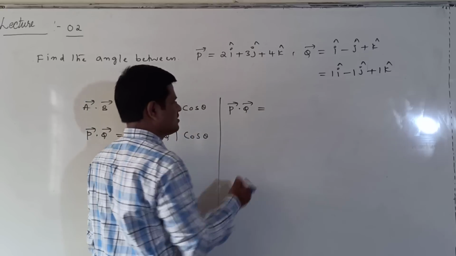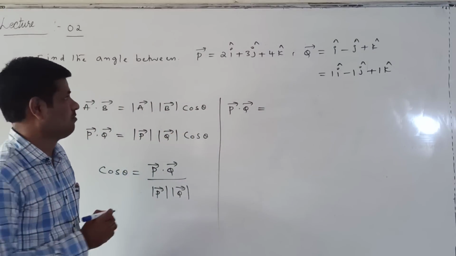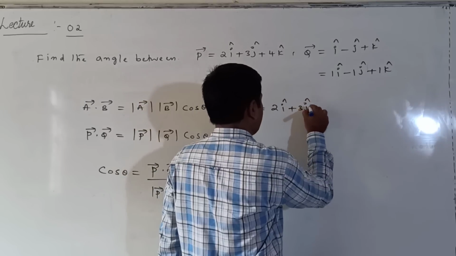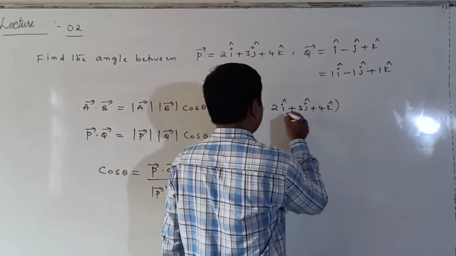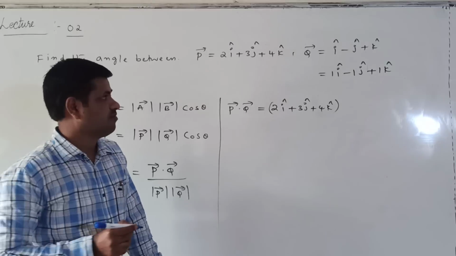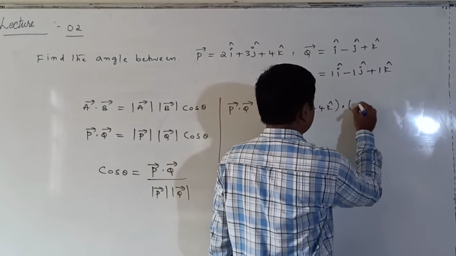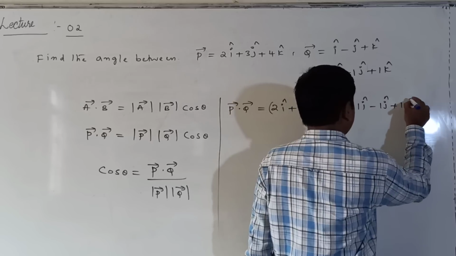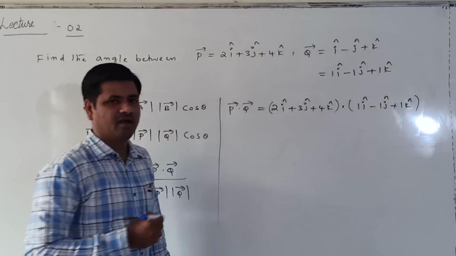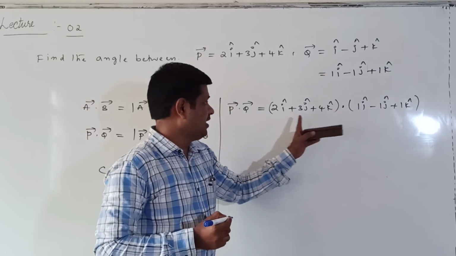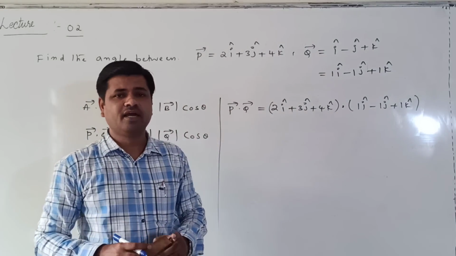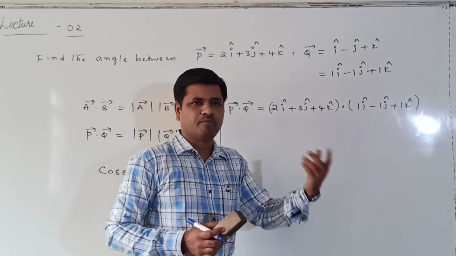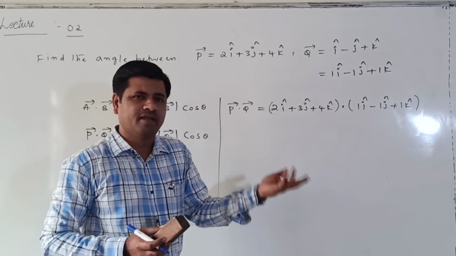Already we completed this in the previous problem. Now what is here? 2i cap plus 3j cap plus 4k cap, dot product with 1i cap minus 1j cap plus 1k cap. Make the dot product. Here i cap dot i cap: only the i component is making the dot product with the i component. The remaining j and k will be 0.